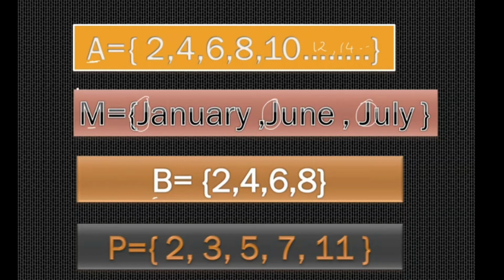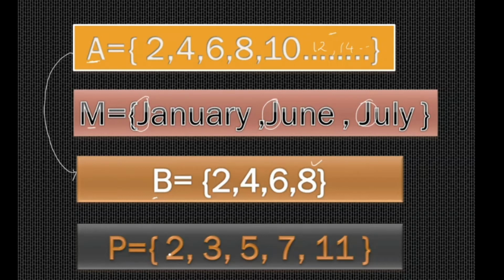Here you can see what is the difference between the set A and B. This is an infinite set and this is finite. We have closed the bracket at 8. That means these are even natural numbers which are less than 10.